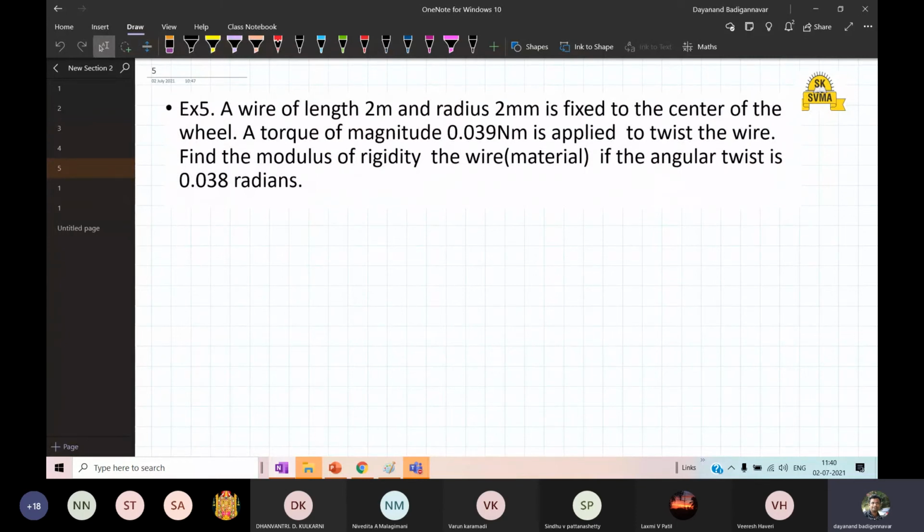A wire of length 2 meters and radius 2 mm is fixed to the center of the wheel. A torque of magnitude 0.039 Newton meter is applied to twist the wire. Find the modulus of rigidity of the wire if the angular twist is 0.038 radians. Note 0.038 radians. Let me understand the problem first. The wire is in the shape of a circular cylinder.